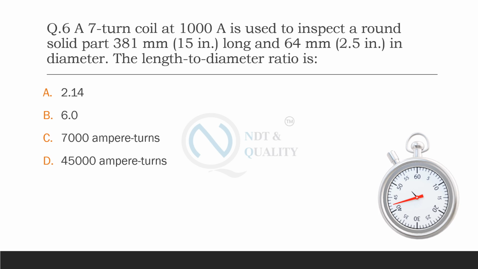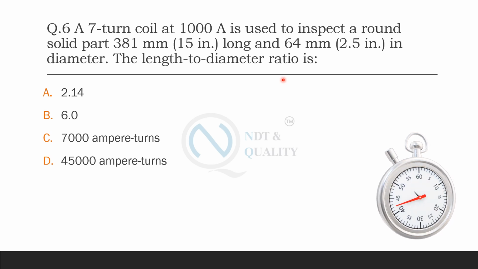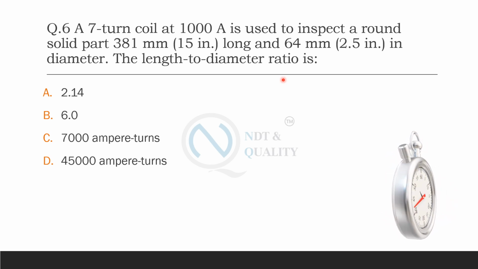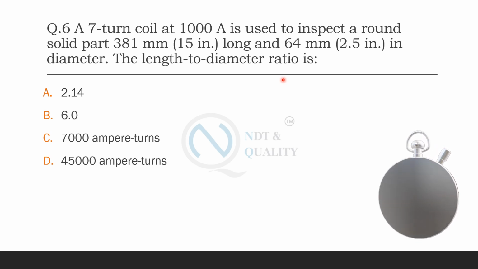Okay, question number 6. A 7-ton coil at 100 ampere is used to inspect a round solid part 15-inch long and 2.5 inch in diameter. The length to diameter ratio is: option A 2.14, option B 6, option C 7,000 ampere ton, and option D 45,000 ampere ton.